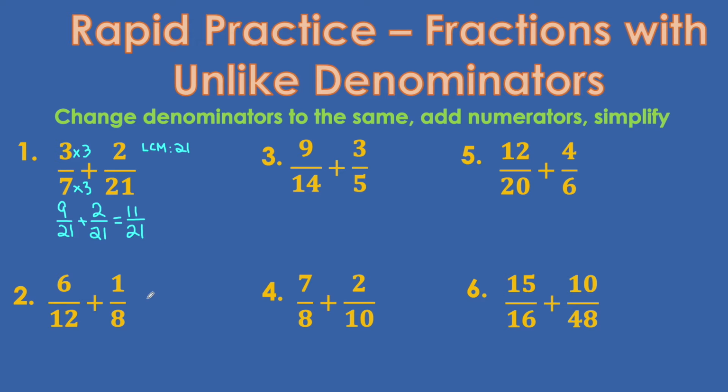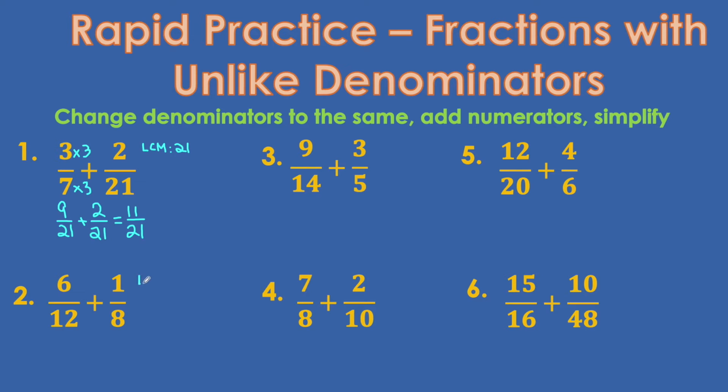Let's go to number 2. We have 6/12 plus 1/8. So we compare the denominators. We see which denominator is larger, which should be this 12. Then we're going to look at multiples of 12 and see if 8 can be divided into that multiple. So starting with 12, 8 does not go into 12. Then you look at the next multiple, which is 24. Yes, that works.